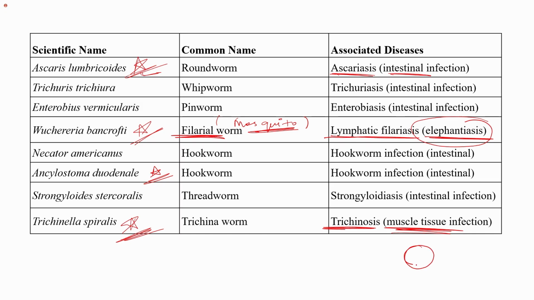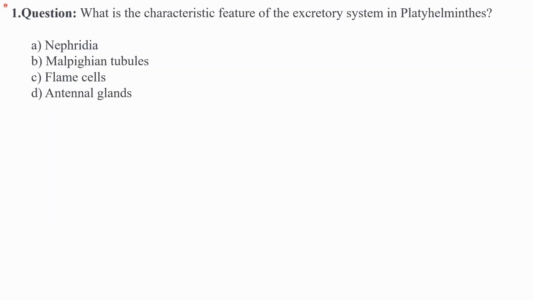So we see that Trichinella forms these cysts inside the muscles. We see that structure also, how the cyst is formed inside the muscles. So it causes the muscle tissue infection. So Ascaris is one very important example. The second is Wuchereria bancrofti, which causes lymphatic filariasis, that is elephantiasis. So now there are a few very rapid questions.